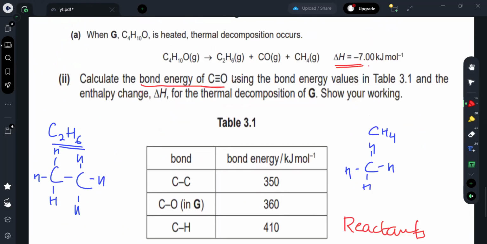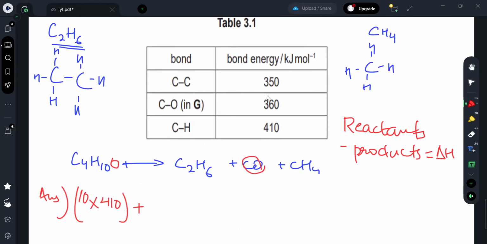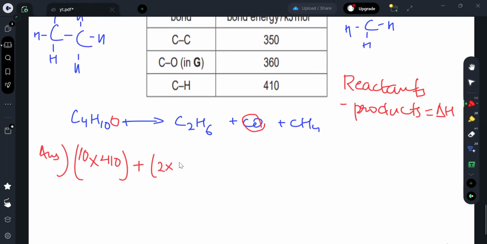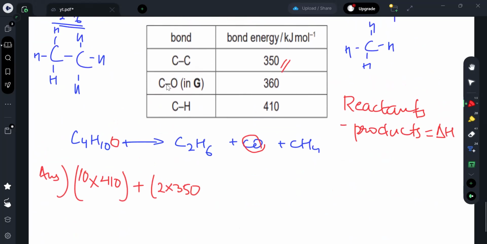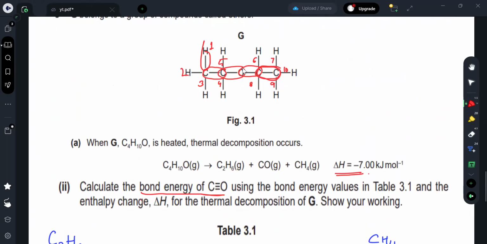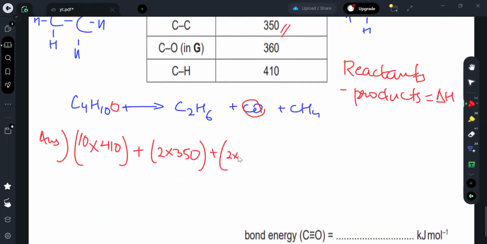Now what else do we have? CC bonds. We have one CC bond and a second CC bond, so we have two CC bonds. We write 2 multiplied by the value for CC bonds, which is 350 from that table. They gave you CC, CO, and CH. Next, we have one more bond left, which is CO. We have one over here and one over here, so two CO bonds. So 2 multiplied by 360.